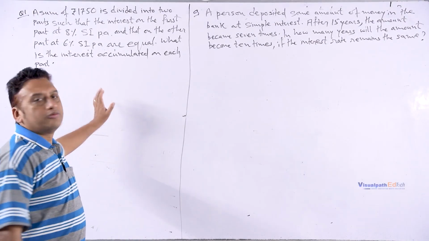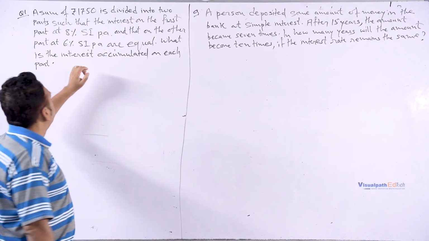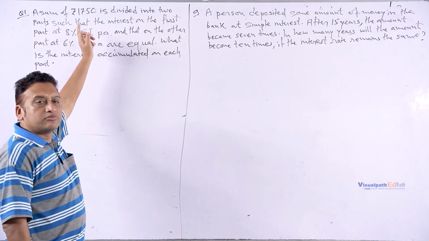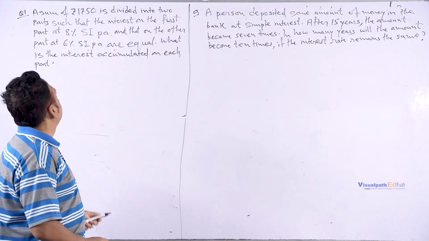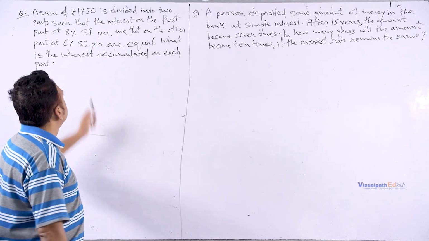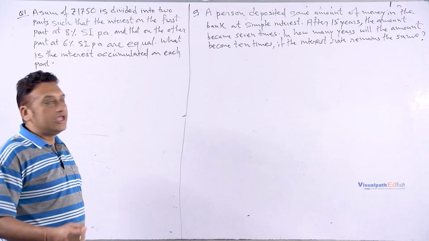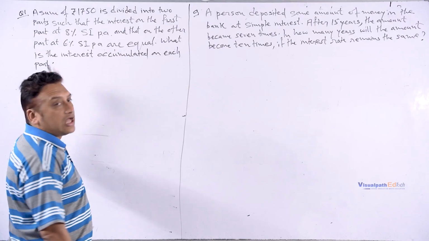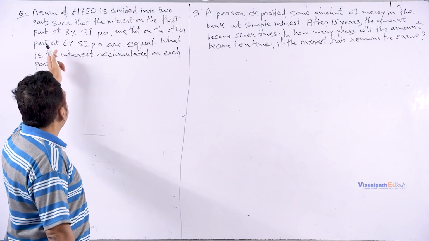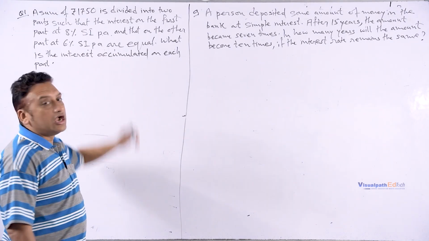Okay, so we now come to two other different types of sums. Let's look at the first sum. It says a sum of rupees 1750 is divided into two parts such that the interest on the first part at 8% simple interest per annum and that on the other part at 6% simple interest per annum are equal.